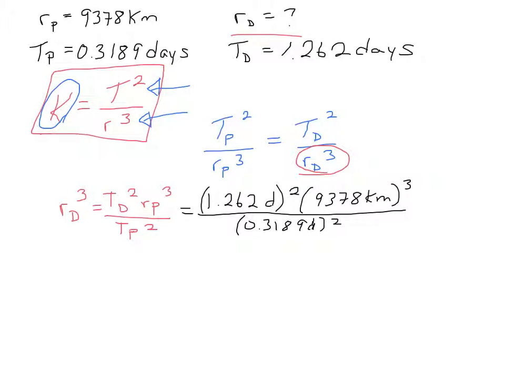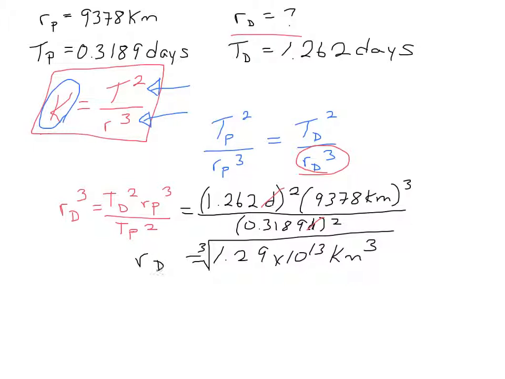I've subbed in my numbers here, and the days on the top and the days on the bottom are canceling out. If I do the math here, I get 1.29 times 10 to the 13 kilometers cubed, but I need to take the cube root in order to get RD, which is what I'm looking for. Once I take the cube root, I get 23462.8 kilometers. In order to put it into significant digits, I have 2.346 times 10 to the 4 kilometers.